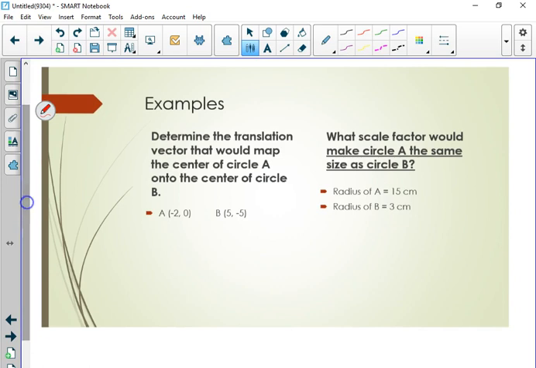Let's try this again. Again, you can go back to the map and use that, or A onto B. So this is our final, so that's going to be our starting point. We're going to do our x first, 5 minus -2, which is 7. And then our y, -5 minus 0, which is -5. So that is a vector of 7, -5.